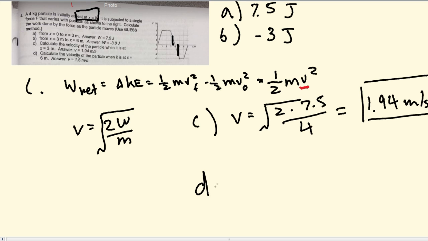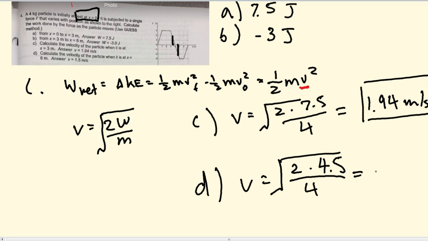Next we have velocity is equal to the square root of 2 times 4.5. We know that it's 4.5 because we're just adding A and B, because in A we were doing 0 to 3, and in B we're doing 3 to 6, and they're asking for 0 to 6 here. So 7.5 minus 3 is 4.5 over the mass, which is 4, and that's all 2.25 square rooted, which is 1.5 meters per second.